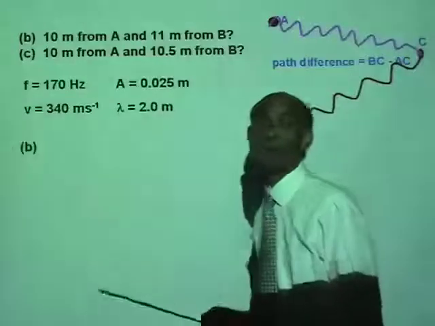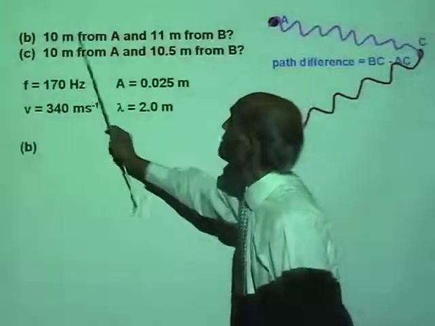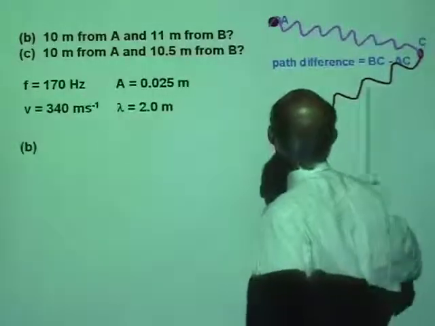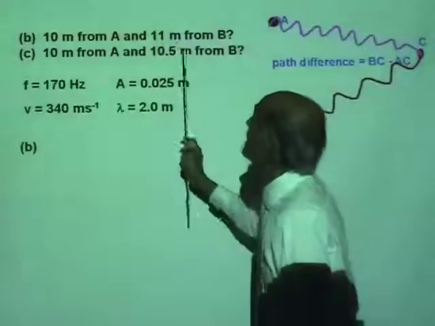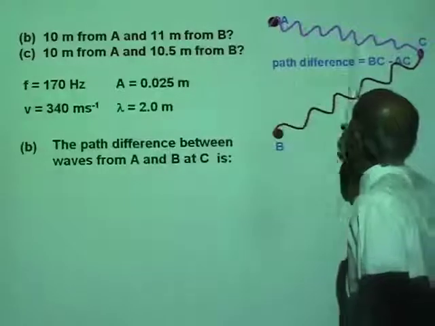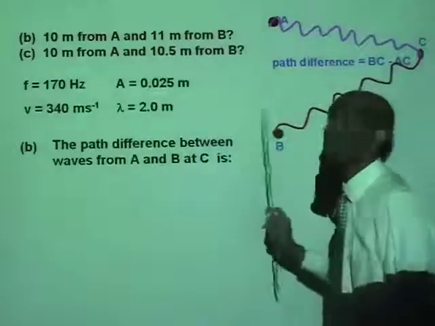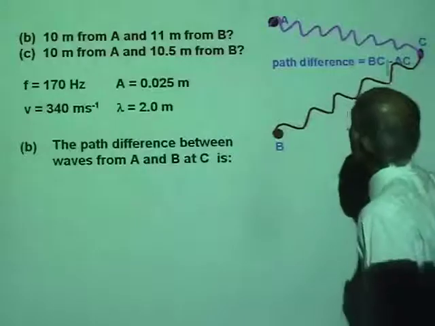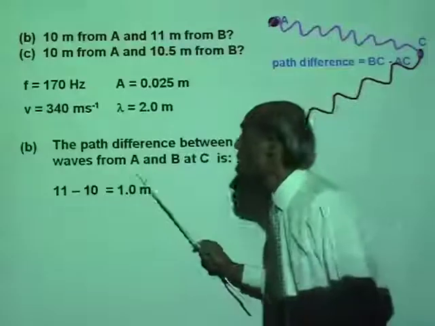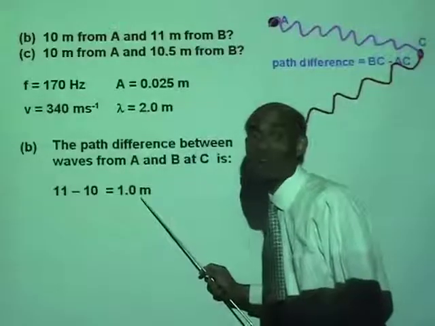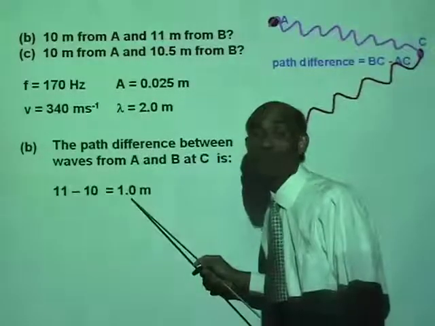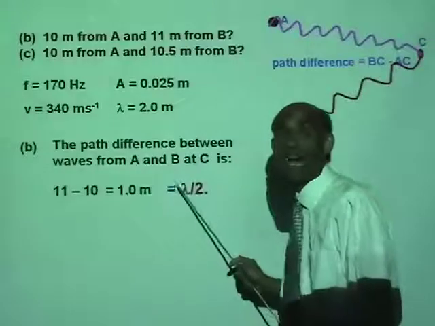Alright, in B part, the distance AC is 10 meters and the distance BC is 11 meters. What is the path difference? The path difference between AC and BC is 11 meters minus 10 meters, that is 1 meter. If it is 1 meter, what part of a wavelength is it? The wavelength is 2 meters, therefore this path difference of 1 meter is half of a wavelength.